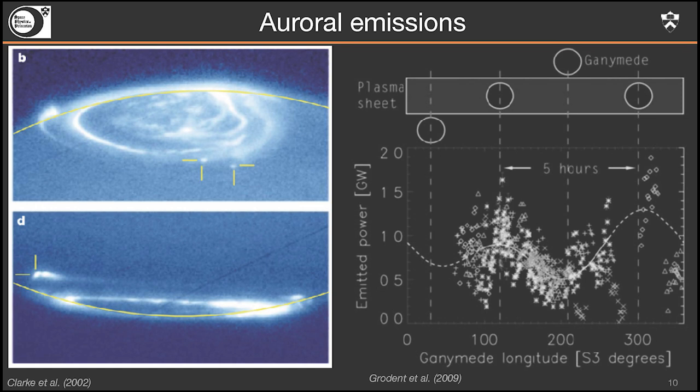So the electrons that go crashing into the atmosphere then generate these bright aurora, and they also have time modulations. This is from a study showing Ganymede, for example, will transit inside and out of the plasma sheet, and there are large variations in the auroral brightness, in part due to this phenomena, this sinusoidal phenomenon.